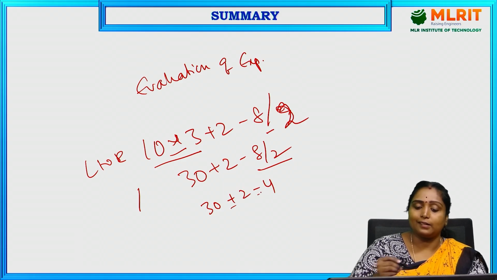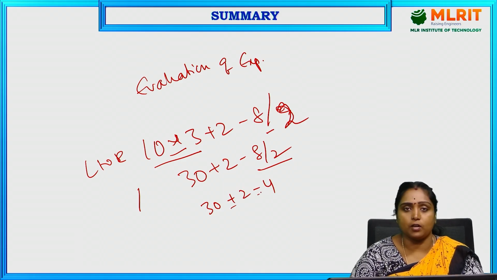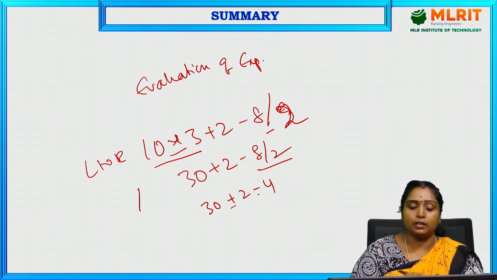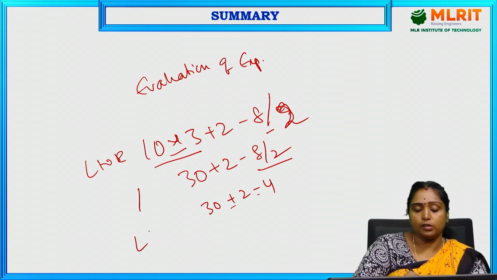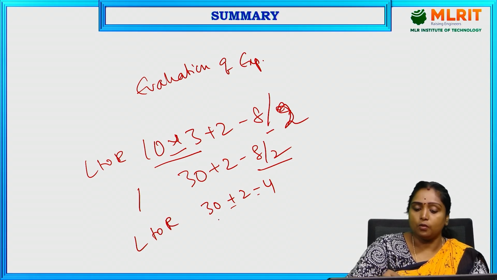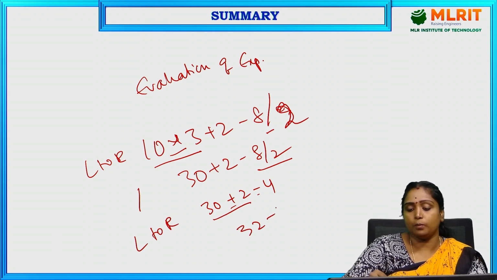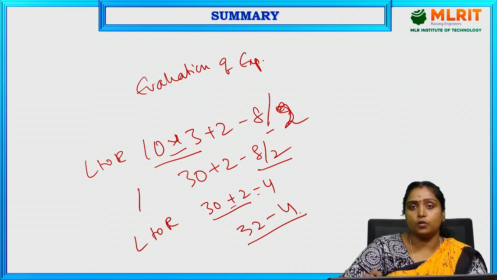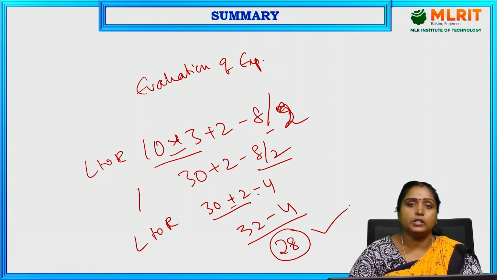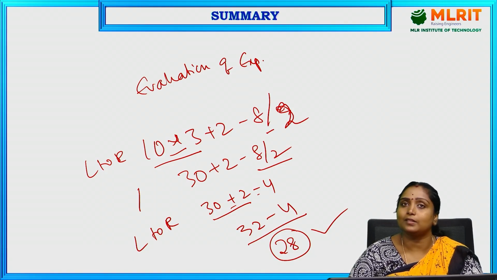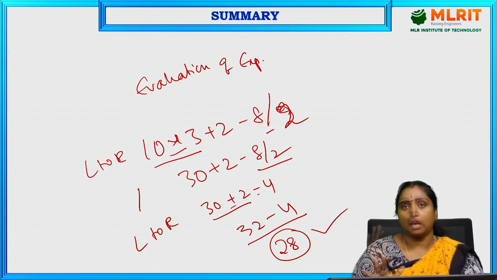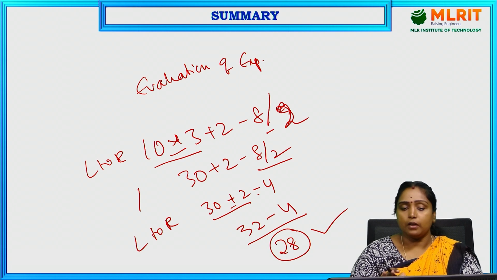Next, plus and minus are of the same priority. So which one has to be evaluated? You have to use associativity. Associativity is from left to right. So first 30 plus 2, which is 32, minus 4, which is 28. So this is the correct answer when you evaluate this expression. This is how we evaluate expressions in C using operator precedence and associativity. As well as, we have seen different types of expressions here. This is how we have seen all these things in this session. Thank you everyone.